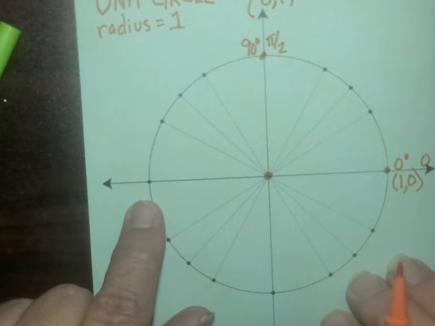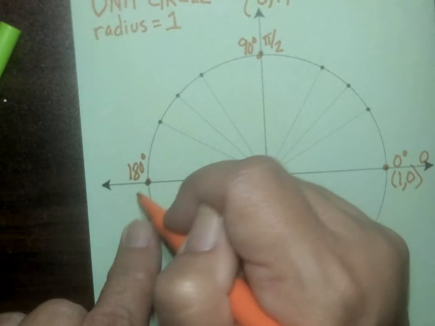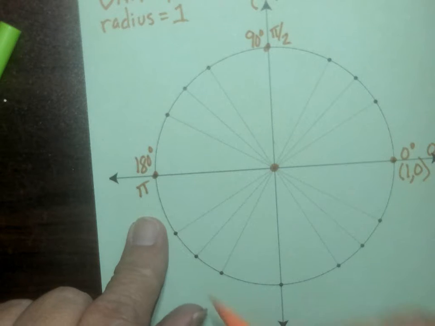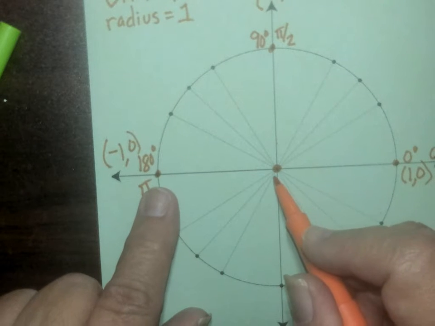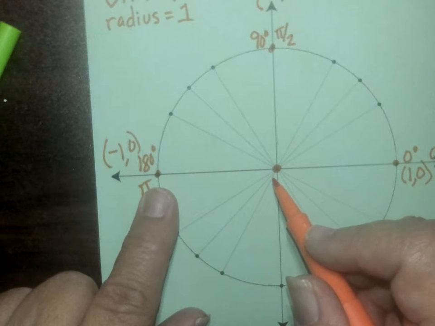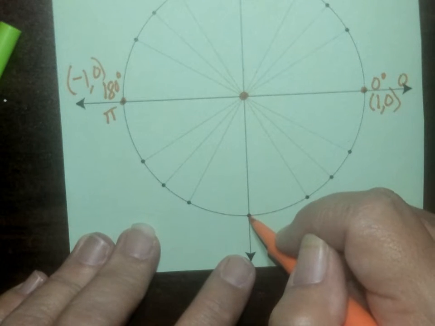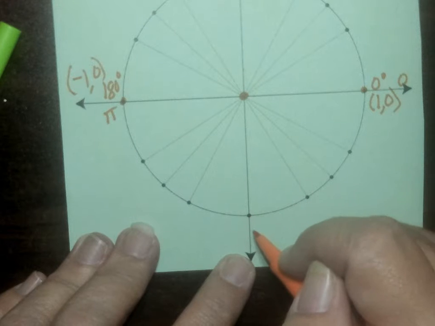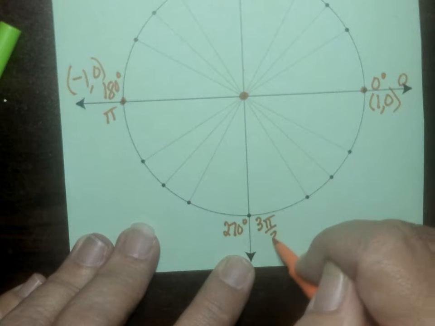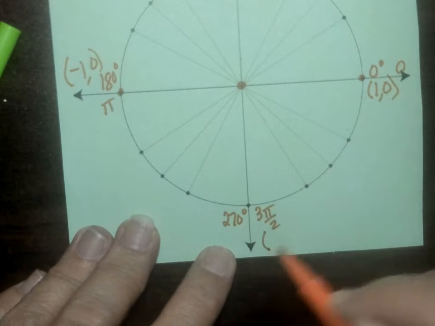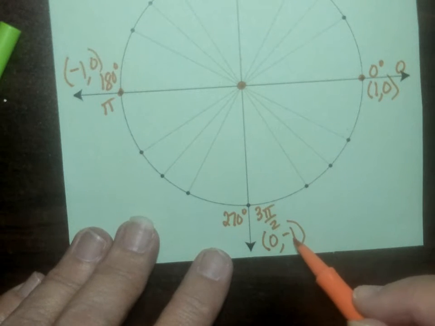Alright, then coming over here to the negative side of the x-axis, this is 180 in degrees. It's pi in radians. And that is the ordered pair negative 1, 0, because this line segment is also a radius of the circle. And then finally coming down to the negative y-axis, this is 270 in degrees. It is 3 pi over 2. And the ordered pair would be 0, negative 1. X, Y.